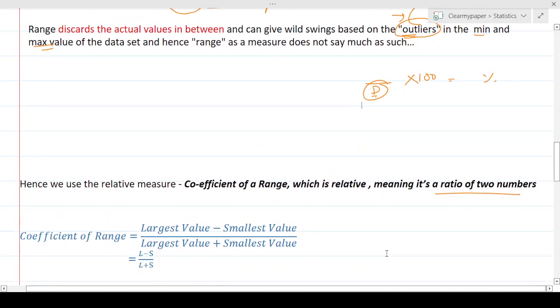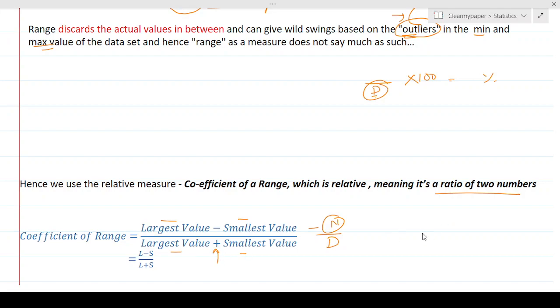The coefficient of range is defined as a ratio of two numbers. The numerator is still the normal range, where you take the difference of the largest value and the smallest value. In the denominator, you do the opposite: you take the largest value and add the smallest value. So you get two numbers, and you are removing the bias, because if you just take the difference, it may not work. So in the numerator you take the difference of the largest and smallest value, and in the denominator you add those two same values, and then take the ratio. Largest minus smallest, divided by largest plus smallest.